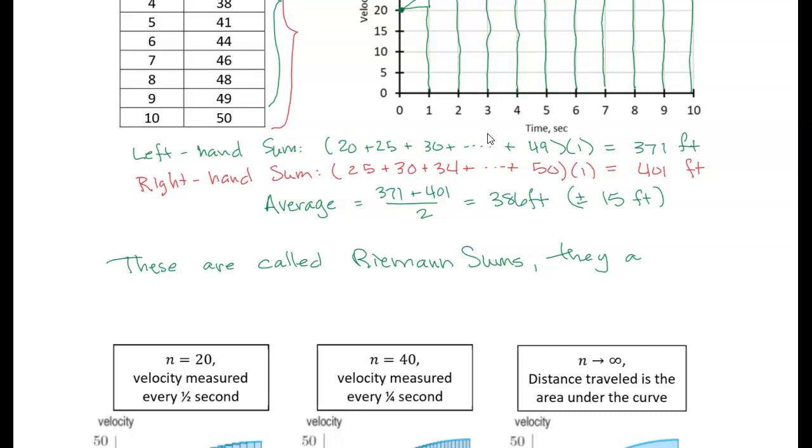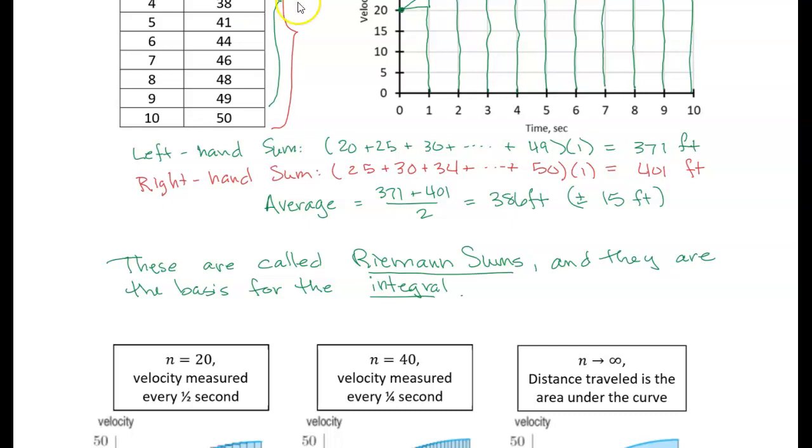So they are, I can't write. I'm going to lose my train of thought. Okay, so let me go back here. All right, let me just write this out. Okay, and they are the basis for the integral. Okay, Riemann sums, basis for the integral, which we're going to talk about in the next section.